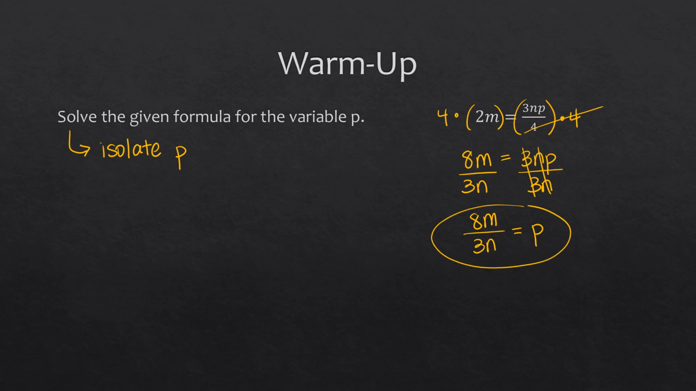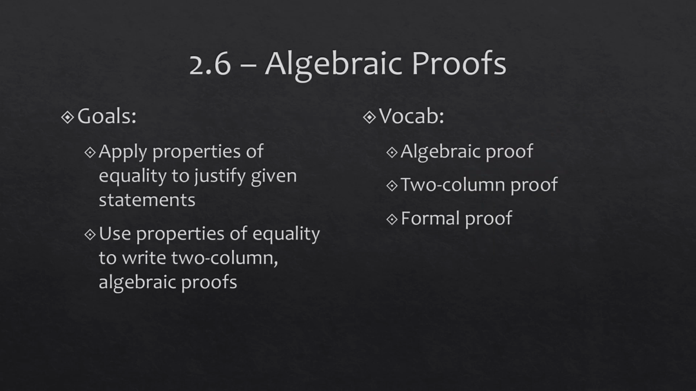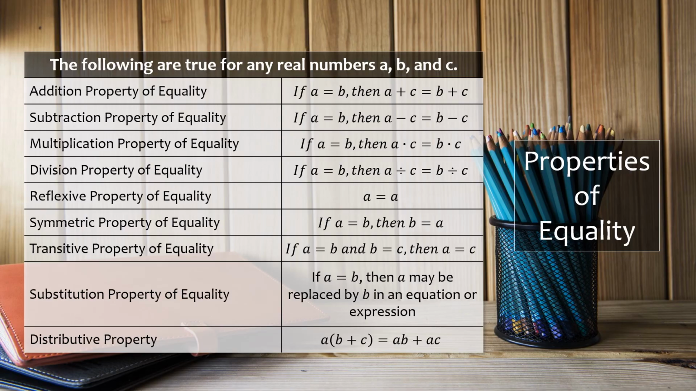Okay, so let's take a look at our algebraic proof. So first, what we're aiming to do, we're going to be applying properties of equality to justify given statements, and use properties of equality to write 2-column algebraic proofs. Okay, so some vocab all associated with proofs. Let's start with our properties of equality.